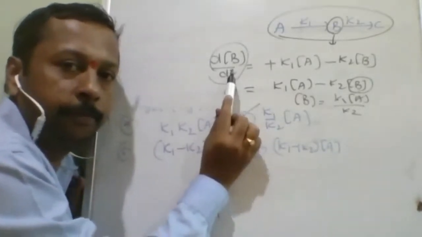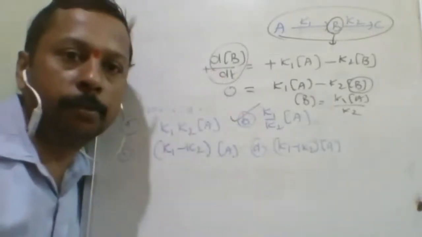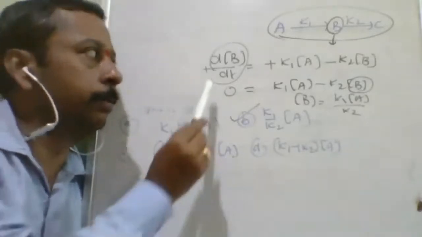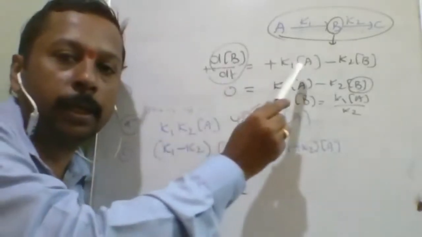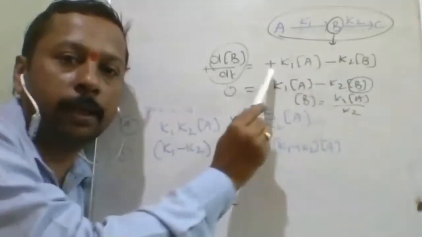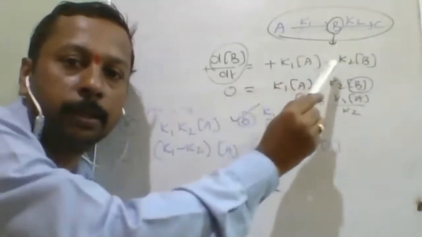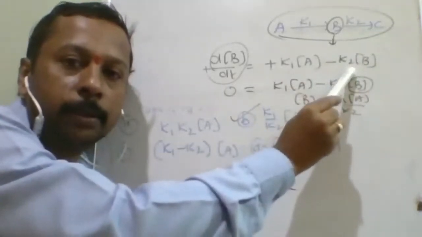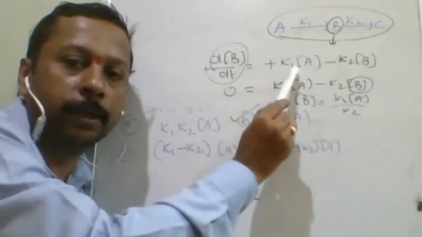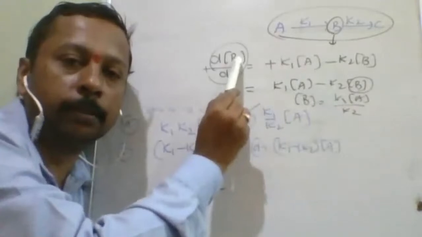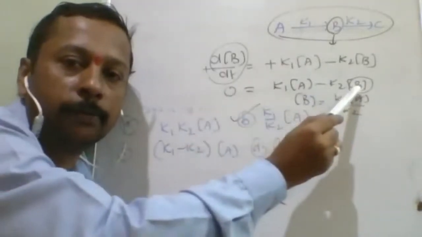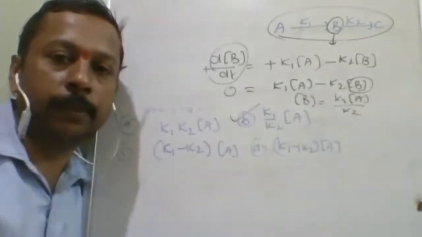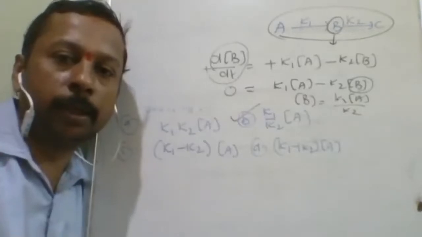Rate of formation of B is plus. For formation it should be plus, and for dissociation, decomposition, disappearance, it should be minus. As B is produced in this reaction, it is plus, and as it is consumed in this reaction, it will be minus. So minus K2 into B for this decomposition, plus K1 into A for this formation. The net value is this, but it is given as 0, and I wanted to find the B value, therefore B is equal to K1 into A by K2. Is it understood? Any doubt in this question you can ask.